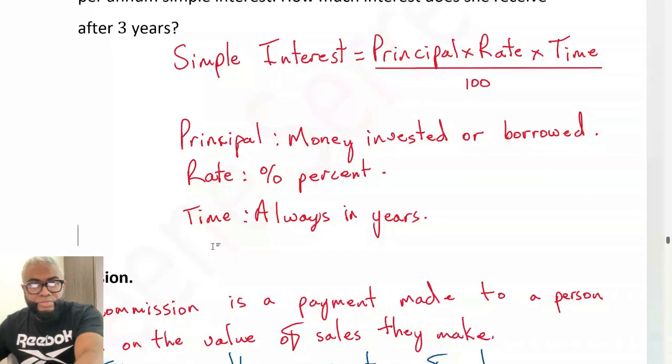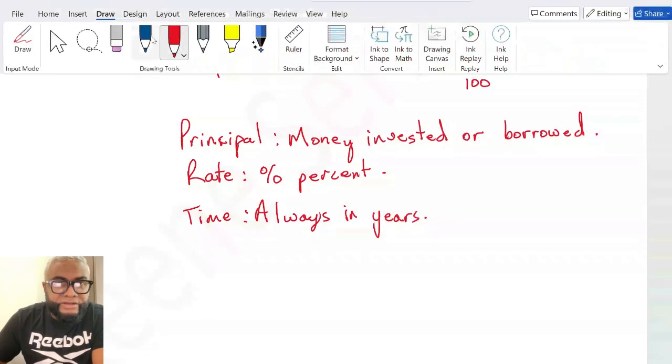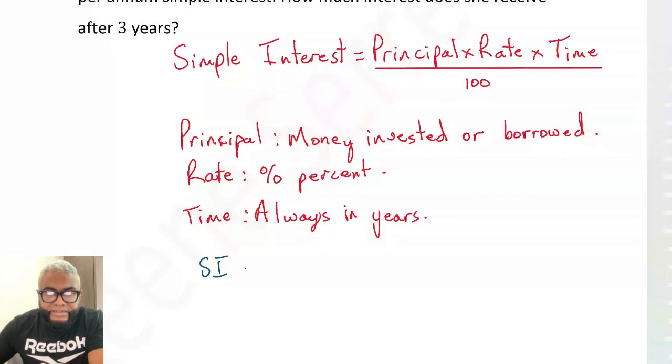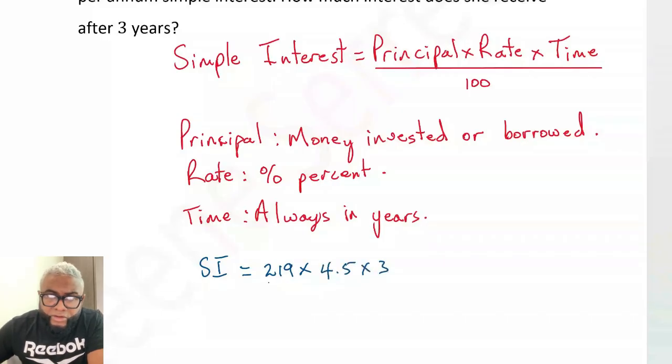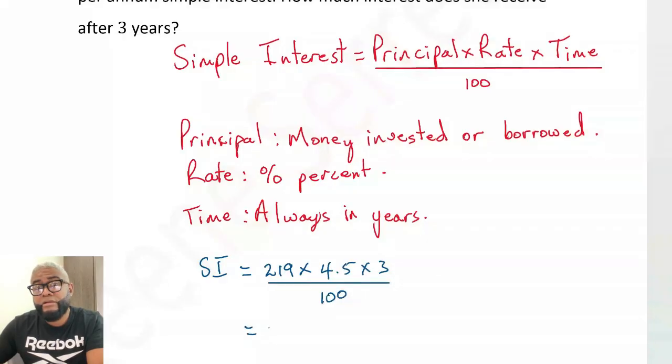Right, let's go. So what's the principal here? Somebody give it to me. So I put SI for simple interest down here. 219 multiplied by rate, which is 4.5, times 3, all over 100. Somebody give me my answer. Please work out the top first, press equal, then divide by 100.